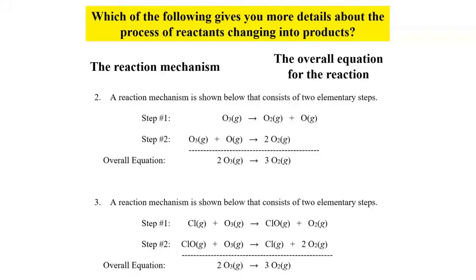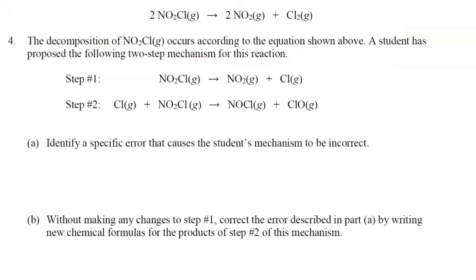So here's the question. Which of the following gives you more details about the process of reactants changing into products? The reaction mechanism, which is a step-by-step process of explaining how bonds are broken and how bonds are formed and what particles are colliding with what particles, or simply looking at the overall equation for the reaction. So hopefully you can see that a reaction mechanism does give us more details, more information about the process of reactants changing into products.